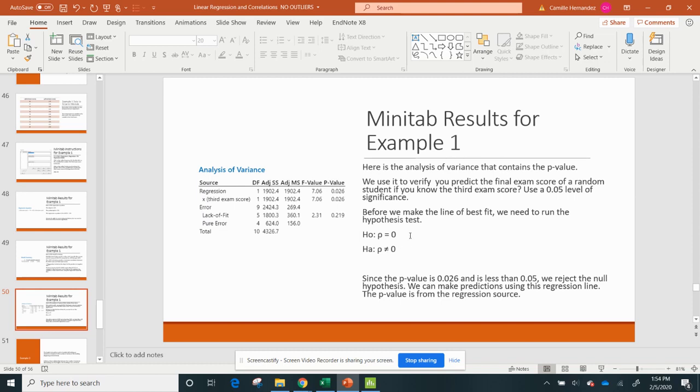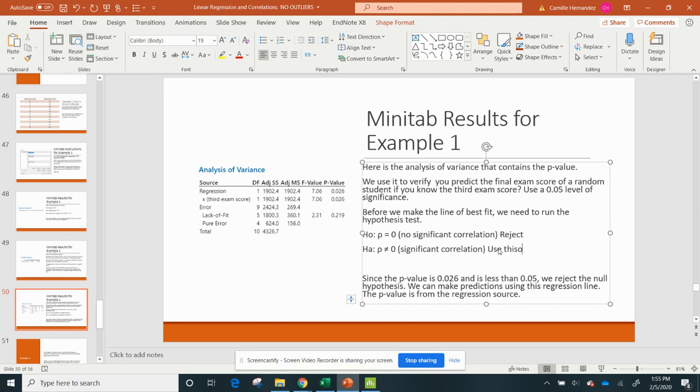So I can make predictions. Again, remember, this one means no significant correlation, and this one means there is a significant correlation. I found the null was false, or I rejected it, which means the alternative is the one I'm going to use. That's good, because that tells me there is a relationship, so I can make predictions. So what does that mean?